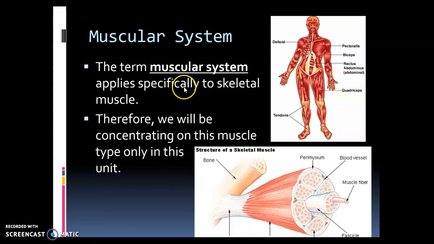So the muscular system applies specifically to skeletal muscle when you're talking about the muscular system. So we're going to be concentrating mostly on skeletal muscle. We'll talk about the others as well, but we're going to talk mostly about skeletal muscle, especially when we talk about the physiology of the muscle, and we're going to get into that in the next section of this unit.